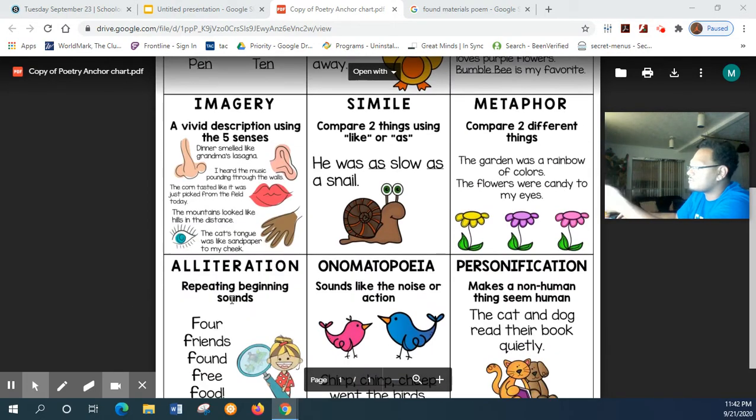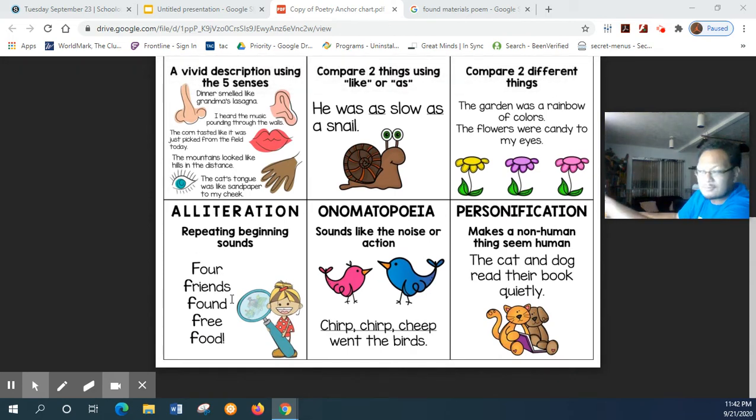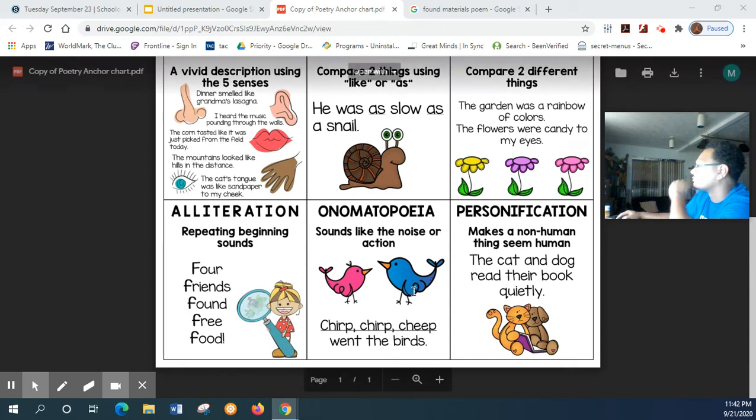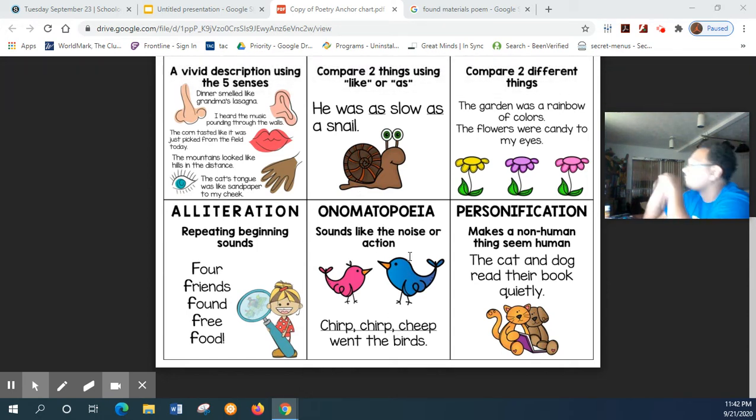Repetition. But if it's using a letter, it can be alliteration. And you want to pay attention to the beginning sounds. Okay. Onomatopoeia sounds like a noise or an action. Chirp, chirp, cheep, went the birds.